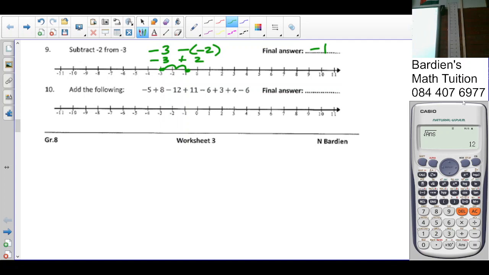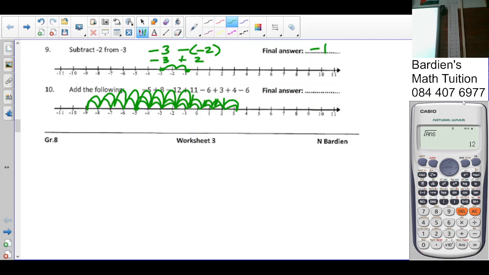Add the following. You have to start at negative 5 plus 8. 1, 2, 3, 4, 5, 6, 7, 8. The answer is 3. Minus 12. 1, 2, 3, 4, 5, 6, 7, 8, 9, 10, 11, 12. It's negative 9. Plus 11. 1, 2, 3, 4, 5, 6, 7, 8, 9, 10, 11. The answer is 2.